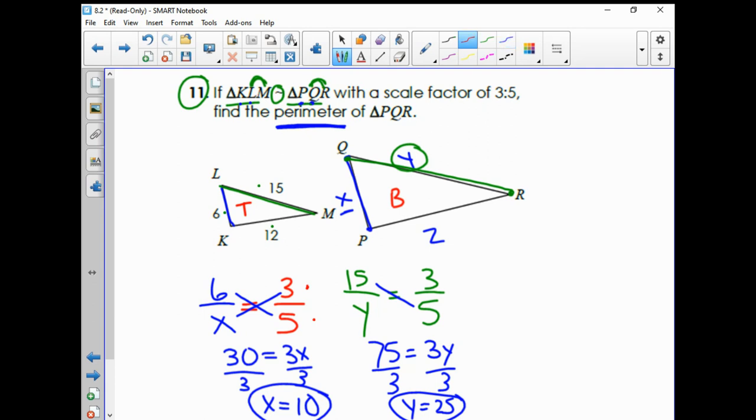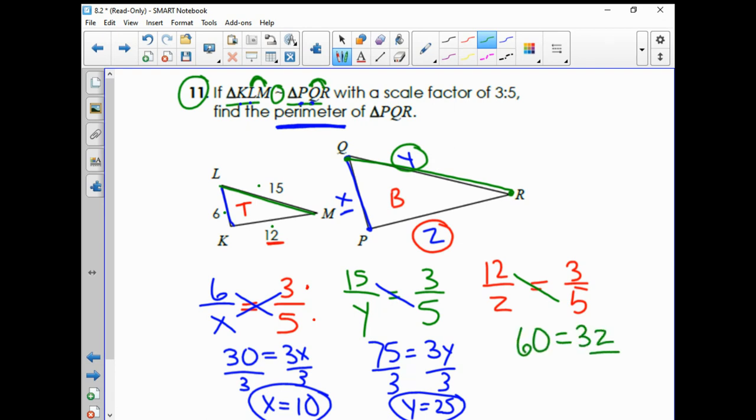One last proportion we're going to have to set up is our Z. Again, remember, the ratio on all of them is 3 to 5. So Z is going to line up with the 12. Make sure 12 goes in the top. That's your smaller triangle. And then Z is in the denominator. And you can go ahead, cross products. 12 times 5. Whoops, I'm just trying to write a 5. That's a 5. So let's go ahead and do that. 12 times 5 is 60 is equal to 3 times Z. We can go ahead and divide by 3, and Z is equal to 20.